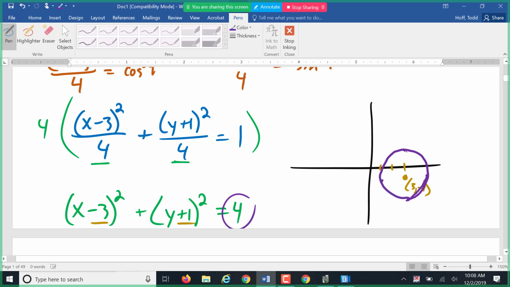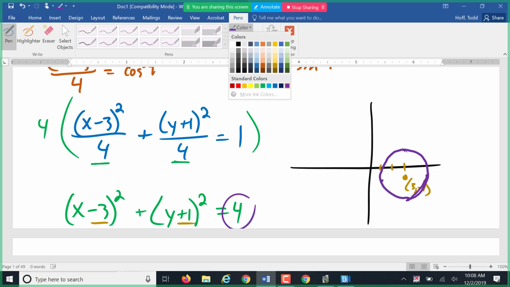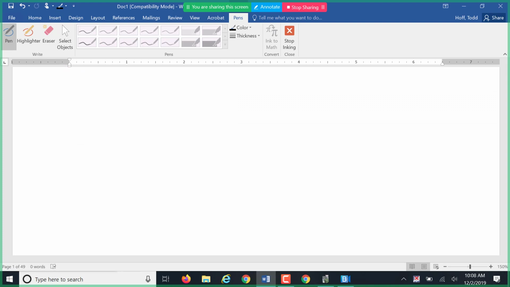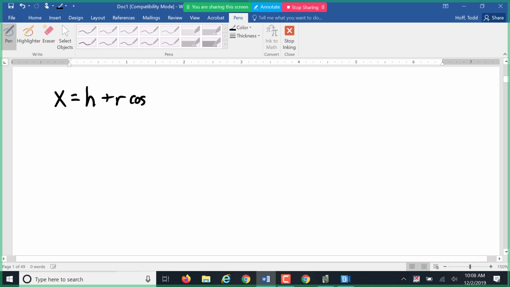So there's our circle. Now that was a circle because of a couple of things. One is it was that form, one was sine squared, one was x squared. But the standard form, parametricized form of a circle will be x equals h plus r cosine t, and y equals k plus r sine t.